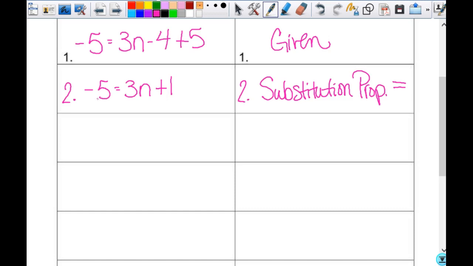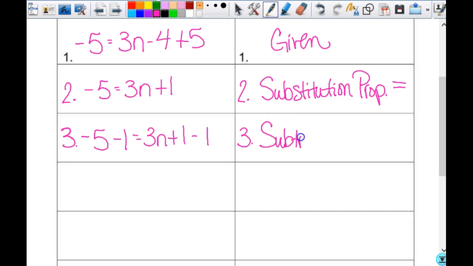So instead, I'm going to move the 1, which means I have to do what? I subtract. Okay, so here's where, again, you've got to show every single painful step because it's a proof. So I'm going to have -5 minus 1 equals 3n plus 1 minus 1. Now, because I subtracted 1 from both sides, that makes this the subtraction property of equality.